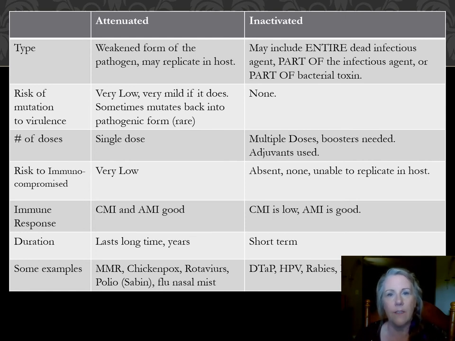I said that this is a type of inactivated vaccine. So take a look again at what we said. It was coming from an entire dead virus, right? Viruses aren't live, but you know what I mean, inactivated. Or part of the infectious agent. And that is what was injected into you, right? This molecular fingerprint is injected into you. So your body's going to react to it.